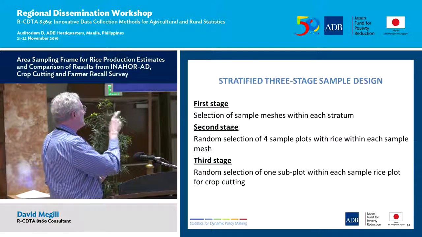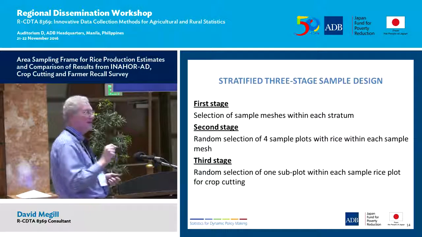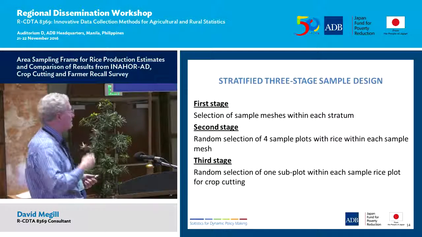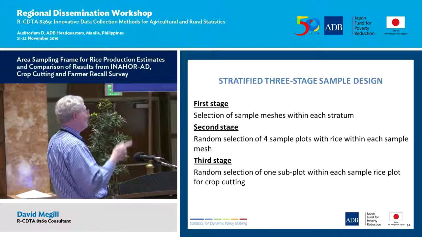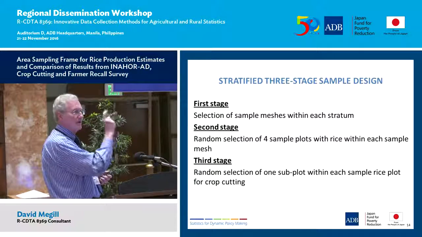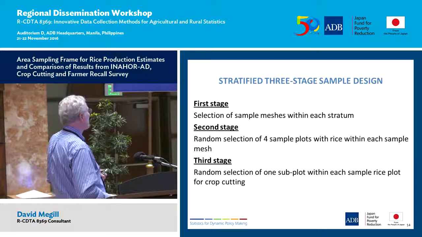So among all of the plots with rice, they selected a sample of 4. If there were 4 or more, they selected 4. And of course, if there were less than 4, they just selected all of the plots with rice, where even part of the plot falls within the segment. And we'll see an illustration of that.